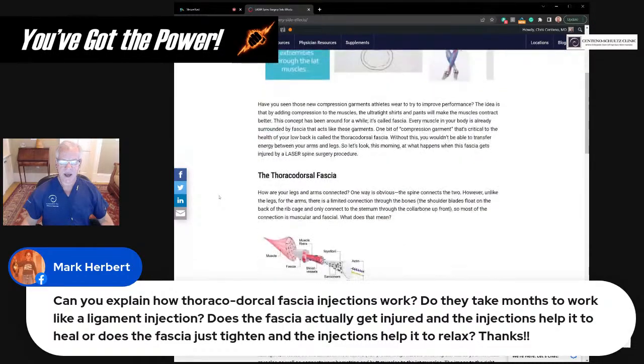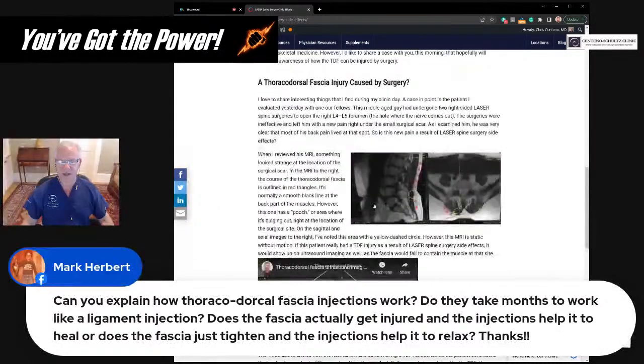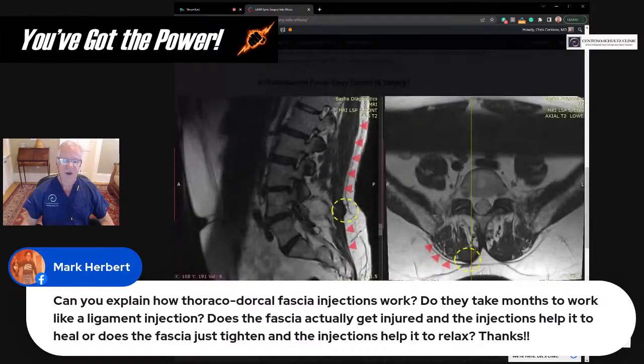And then this is actually the interesting case of a patient who has a pooch out in the thoracodorsal fascia because of back surgery. You see these red arrows or arrowheads indicate the thoracodorsal fascia, but this dashed circle represents a pooch out or a blowout of that fascia. And we can see the same thing on the axial here. It kind of pooches out a little bit there.